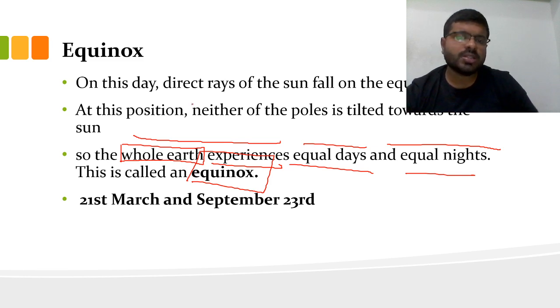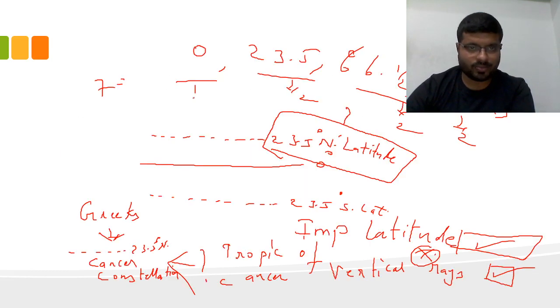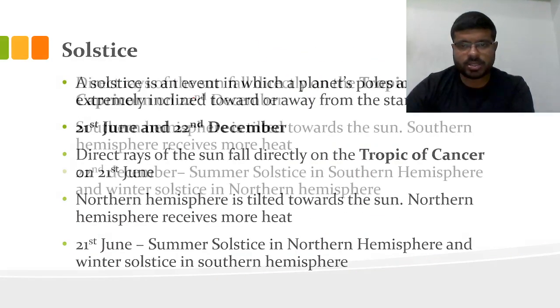So what happens on this day? Direct rays of the sun fall on the equator. At this position, neither of the poles is tilted towards the sun. So the whole earth experiences equal days and equal nights. This is called an equinox. 21st March and September 23rd are the equinox days. Right? You can see in this photograph.